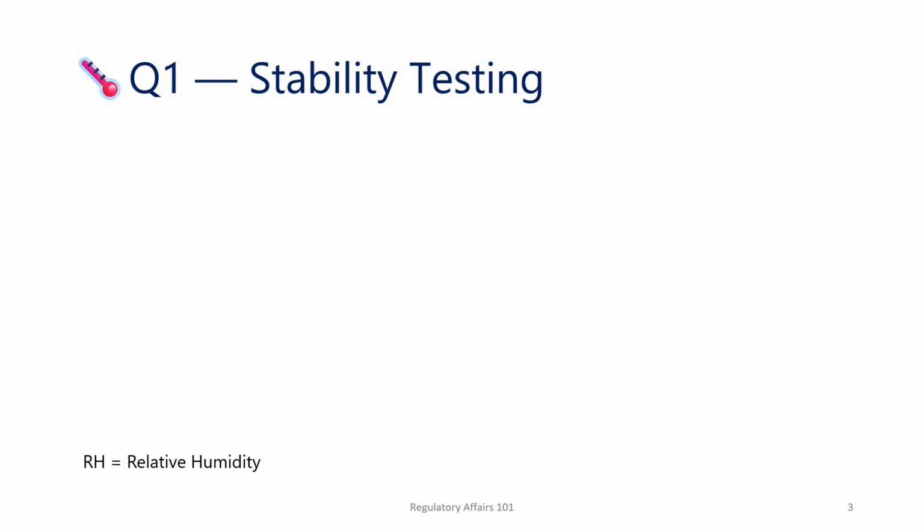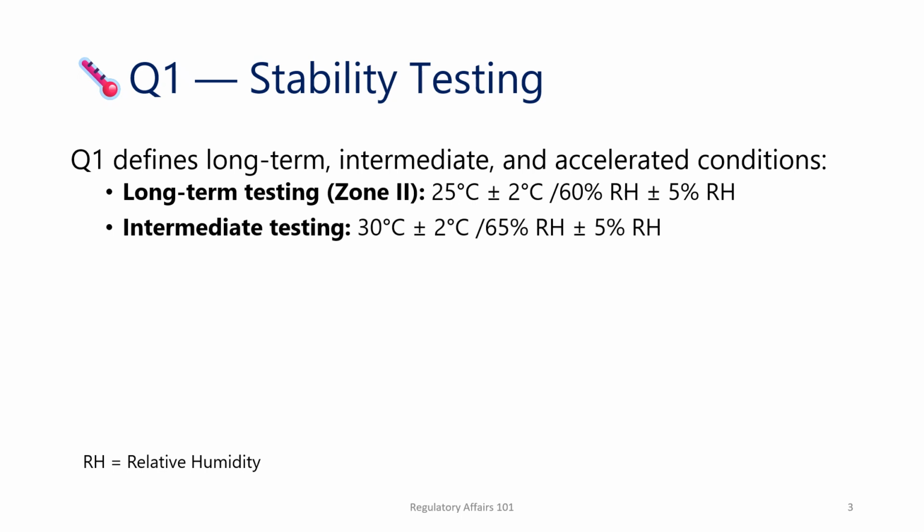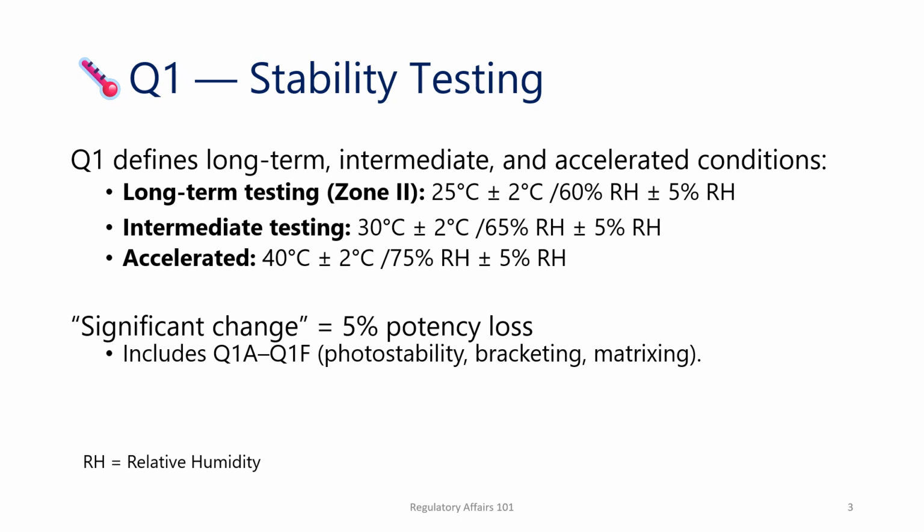Q1 defines the environmental conditions used to evaluate product stability. Long-term, intermediate, and accelerated, you will see conditions like 25 degrees Celsius, 60% RH, 30 degrees Celsius, 65% RH, and 40 degrees Celsius, 75% RH, and the concept of a significant change, typically a 5% potency loss. This includes Q1A through Q1F, photostability, bracketing and matrixing.